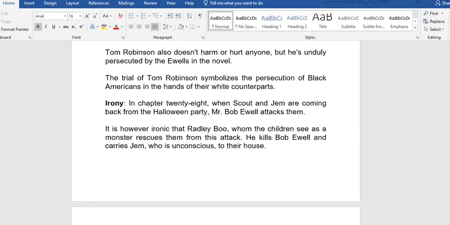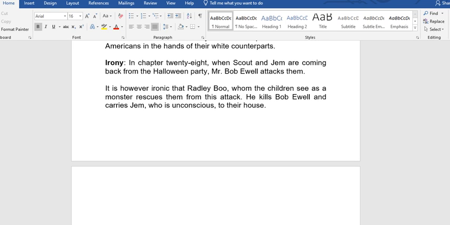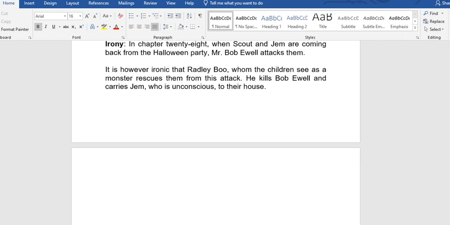There is also the use of irony. In chapter 28, when Scout and Jem are coming back from the Halloween party, Mr. Bob Ewell attacks them. It is, however, ironic that Boo Radley, whom the children see as a monster, rescues them from this attack. He kills Bob Ewell and carries Jem, who is unconscious, to their house.